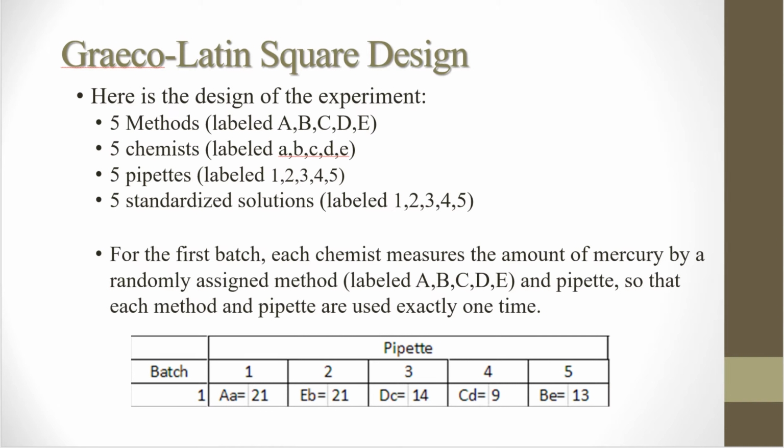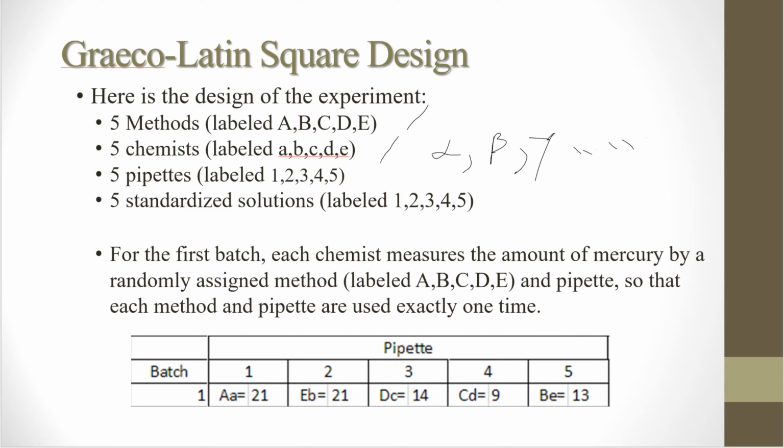So here's the design of the experiment. Basically, as mentioned beforehand, we have 5 methods labeled A through E, all capital Latin letters, and then we have 5 chemists labeled a through e, lowercase Latin letters. Typically, you would use Greek letters like alpha, beta, gamma, and so on, but we've just used lowercase Latin letters for simplicity. But that is where the name Graeco-Latin square comes from: you would typically use Latin and Greek letters for one of the blocking effects.